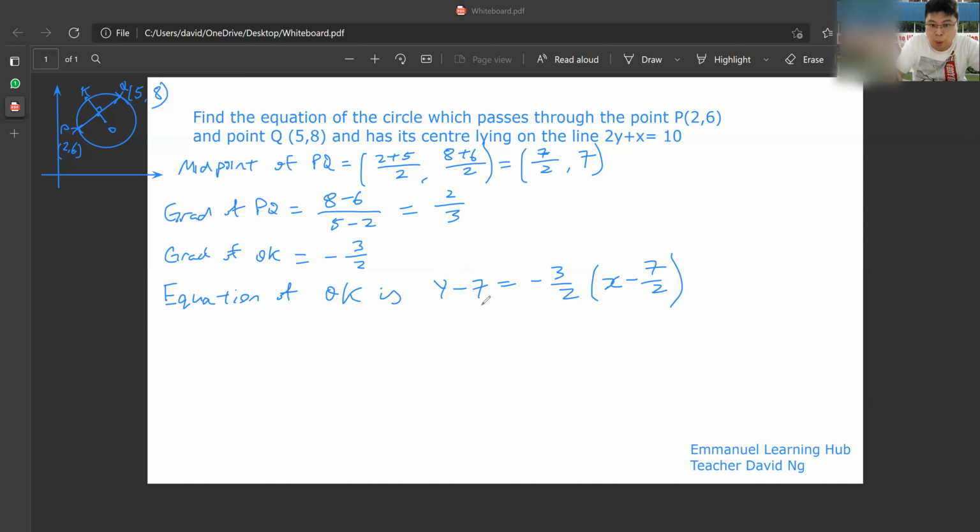Okay, this is the equation of the perpendicular bisector. Or rather, I have the equation of this radius. This one will become, okay, you have this. So 21 over 4 plus 7, you have 49 over 4.